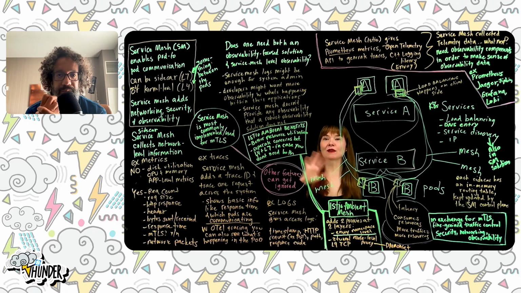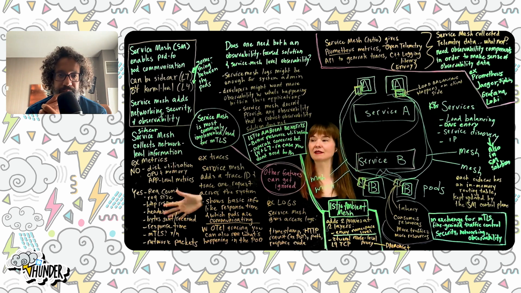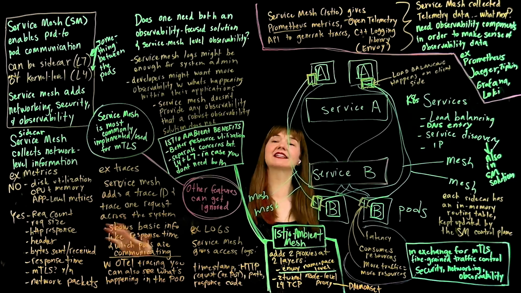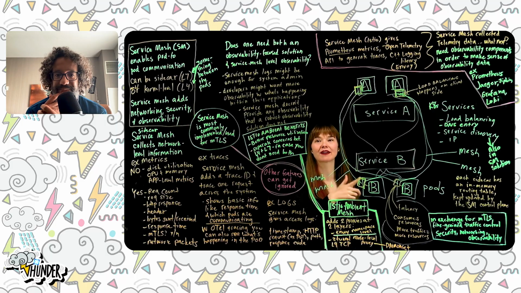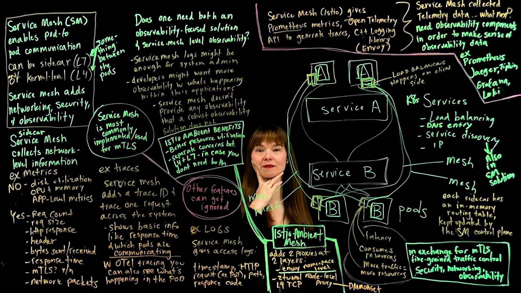Okay, so let's move forward as though we're going to use service mesh for observability in our system. We implement it, and we've collected all this information. Now what? How do we visualize it? How do we query it? How do we make alerts from our service mesh observability data?